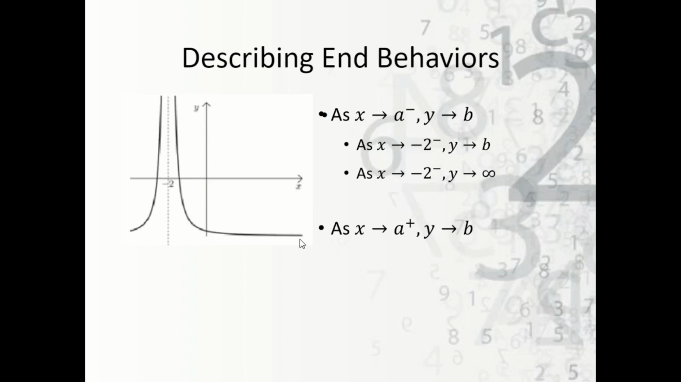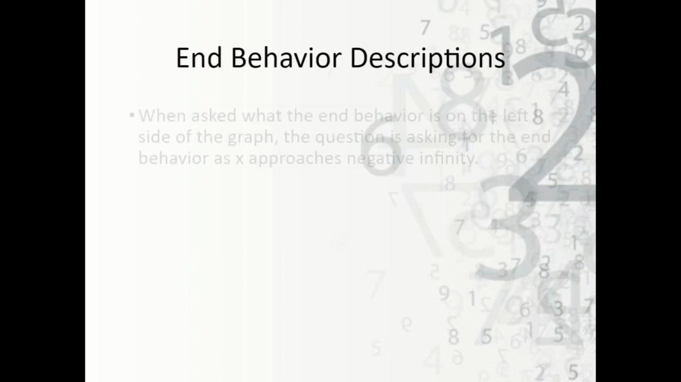Now, if we look at as x approaches -2 from the positive side, so from the right side, so as we get closer to -2, what is happening with the graph? Well, we can see it's going up and up and up, so y is also approaching infinity. This is how we can describe end behaviors. Now, let's take a look at some end behavior descriptions.